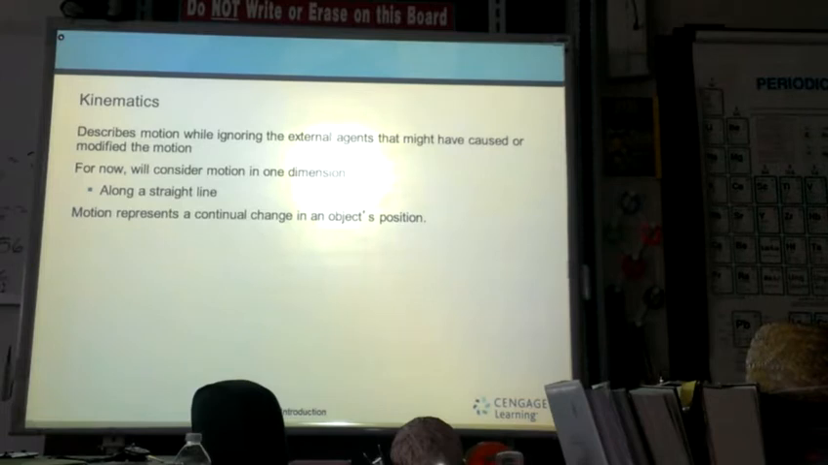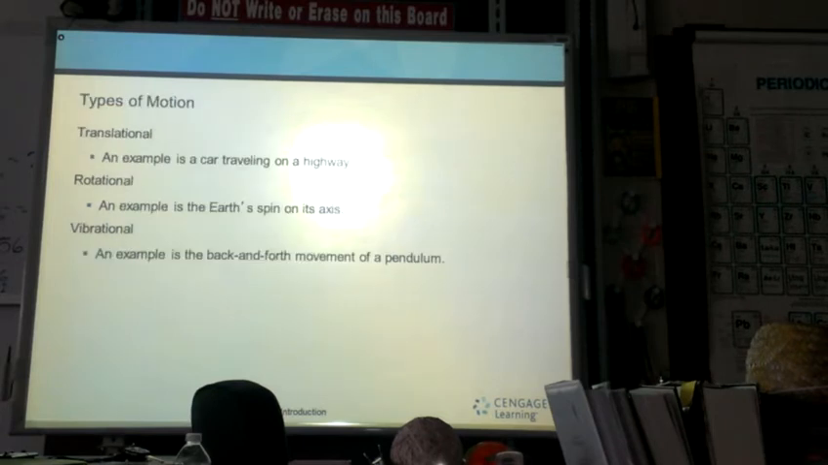So kinematics is just ignoring all of the outside forces that may have caused a change in motion. We're just actually looking at the motion of a particular object. And in this chapter, we're focusing on it in one dimension. Guys, chapter 4 is the exact same thing. The only difference is we'll do it in 2 dimensions or in 3 dimensions. So that's the only difference between the chapters.